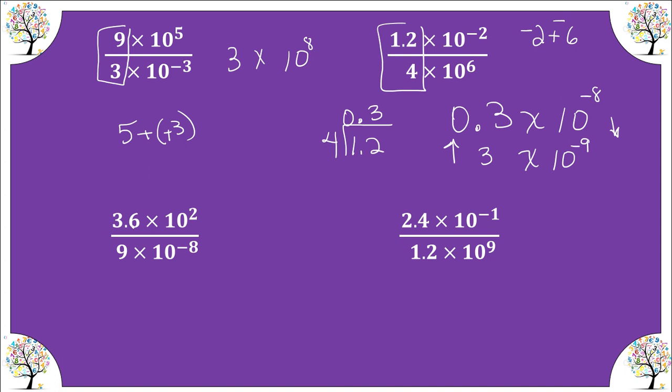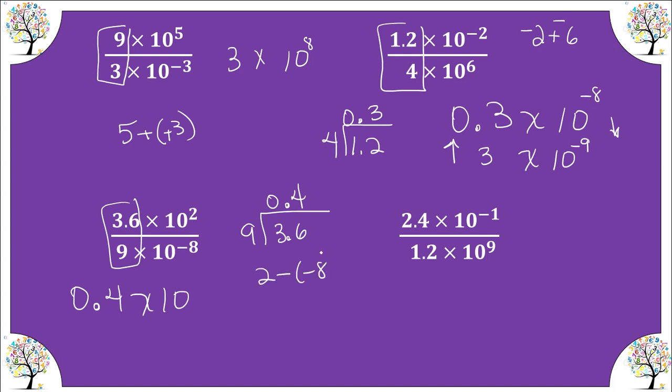Our third example, 3.6 divided by 9, or 9 divided into 3.6. 9 can't go into 3, but 9 can go into 36 four times. So this gives us a coefficient of 0.4 times 10. Then I have 2 minus -8, keep, change, change, an exponent of 10. 0.4 is not in proper scientific notation. It's not between 1 and 10, so I need to move the decimal. So I increase the coefficient, so we have to decrease the exponent.